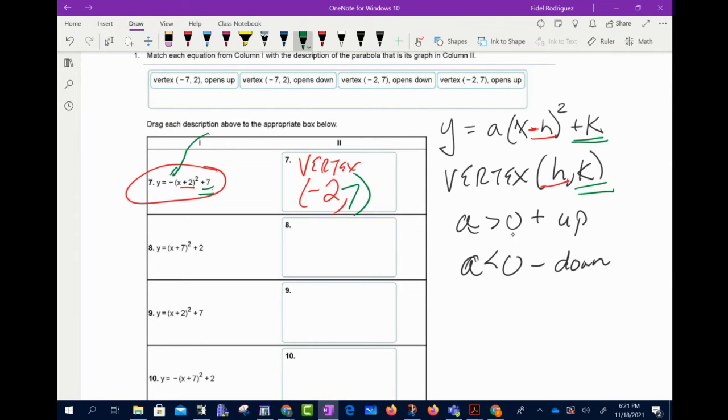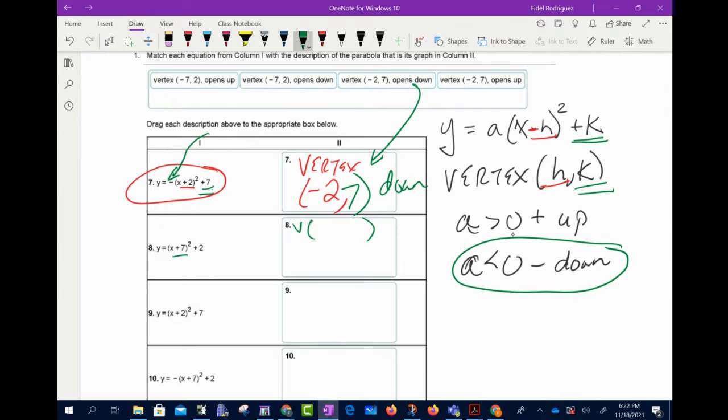Then look at the number in front of the parentheses. That number is -1. Since a is negative, that means that my graph's going to open down. So what I would do then is I would say, look, where's the vertex (-2, 7) that opens down? It would be this one here, and I would drag it that way, right? Okay. And then I'll do the same thing for the next one.